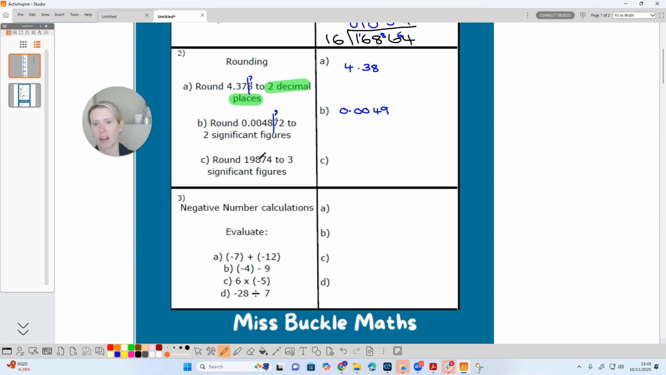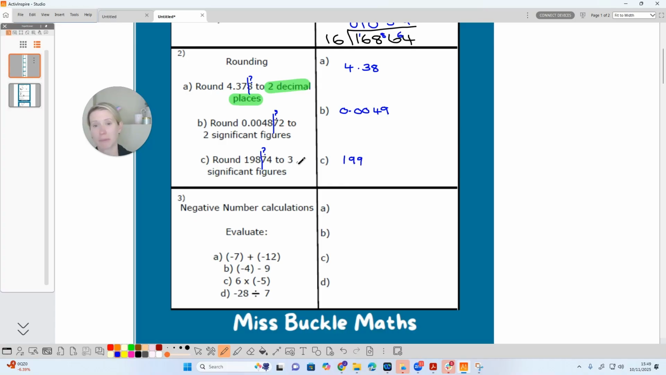Now this one, that's currently 5 significant figures. There's no zeros in there at the start, so nothing to count there. 1, 2, 3 means we want our number to end there. Now, the 7 tells us if the 8 is going to round up or stay the same. If it's 5 or more, we're rounding the 8 up to a 9, and it becomes 199.